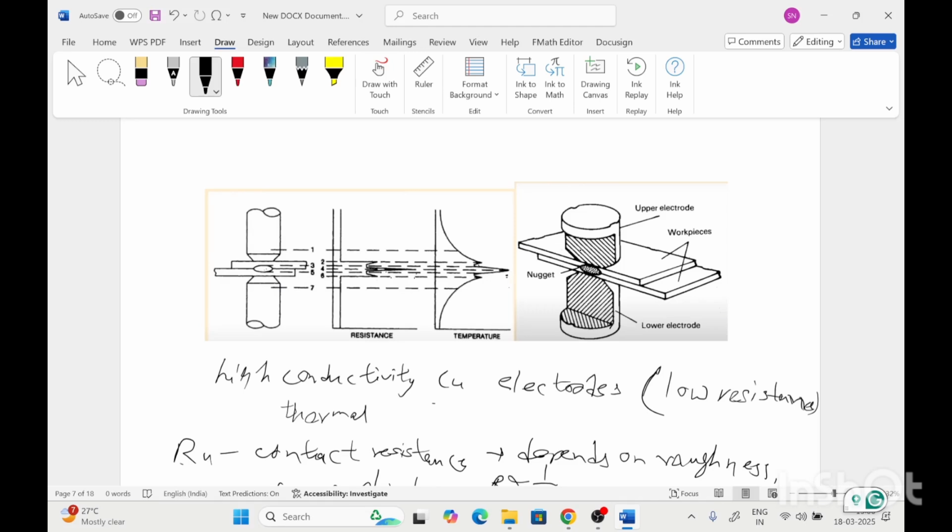And this is the geometry of the welding joint in resistance spot welding. Generally the welding joint formed is called the lap joint, because one plate is put on the second plate, so this position is known as the lap joint.